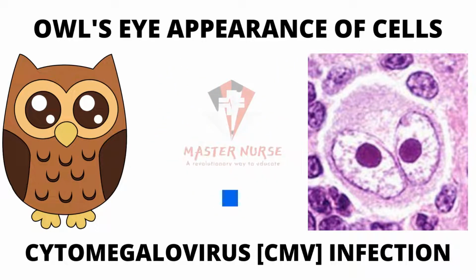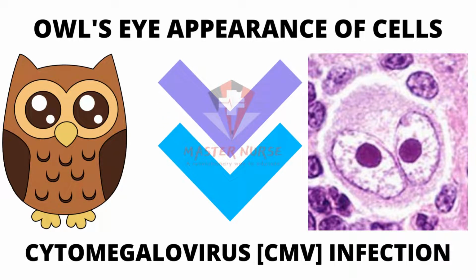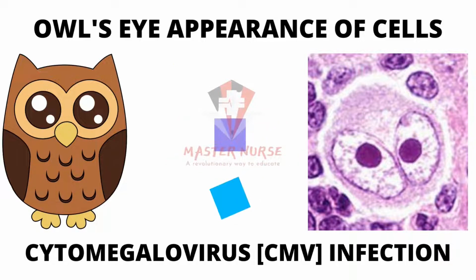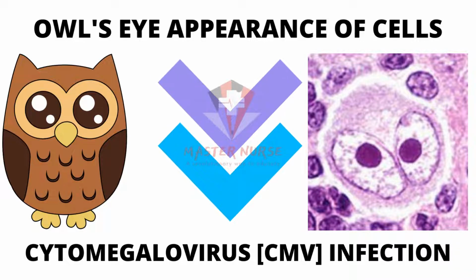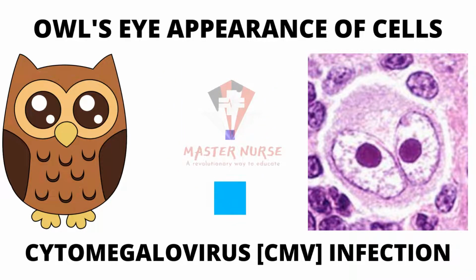So owl's eye appearance is commonly seen in cytomegalovirus infection, and is also seen in the Reed-Sternberg cell. The Reed-Sternberg cell is seen in a disease called Hodgkin's lymphoma, a type of cancer.